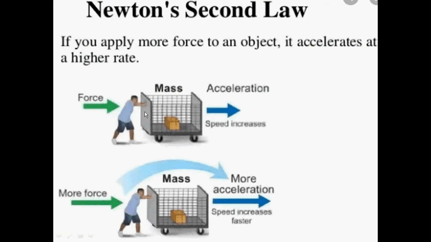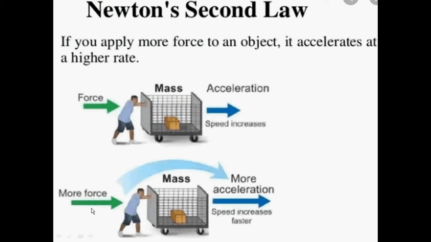This person is applying a force on this trolley, and this trolley contains a carton which has a certain mass. Now, as this person applies a force on the trolley, an acceleration is being produced. You can experiment with any body. If you apply a force, a certain kind of acceleration is produced in that body. That means the speed increases. Whenever a force is applied, the velocity or the speed changes, because of which the acceleration is produced.